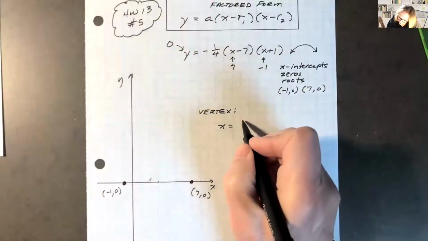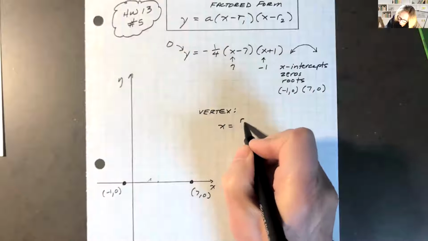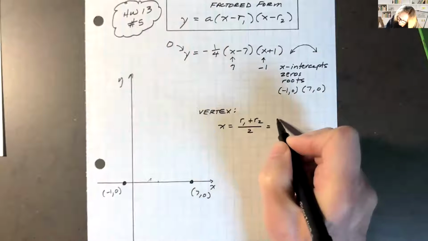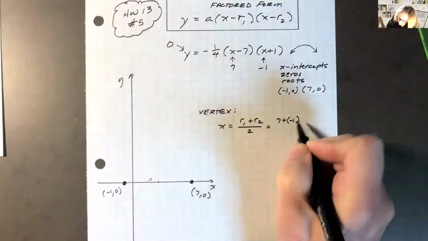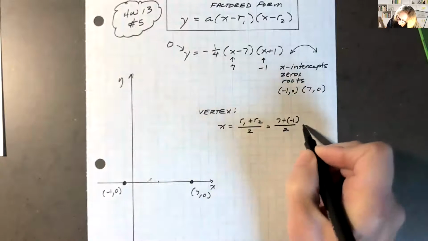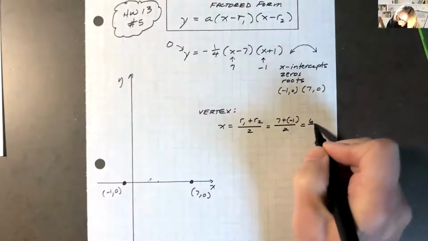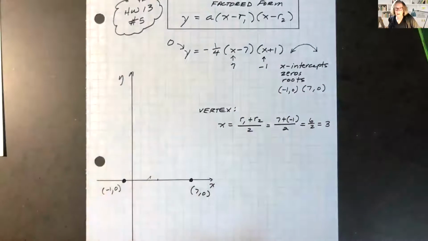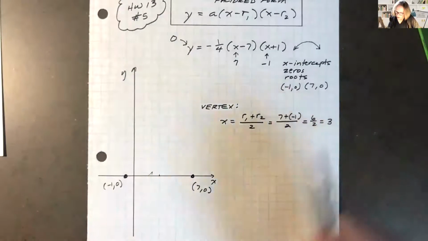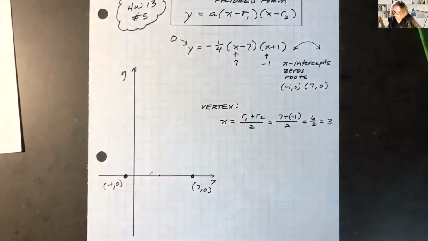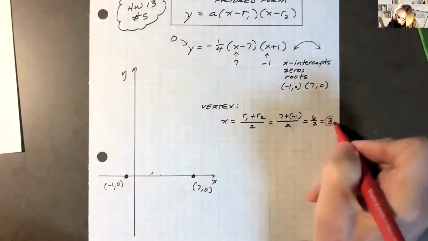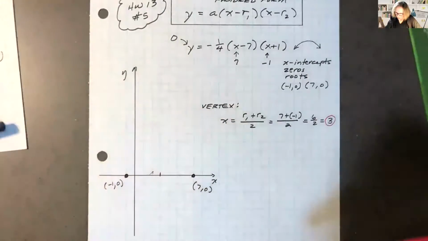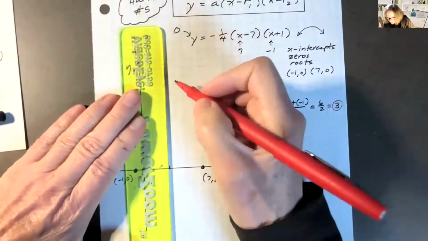So to find the average, I add them together. Remember, it's root 1 plus root 2 divided by 2, which in this case is 7 plus negative 1 divided by 2, which is 6 over 2, which is 3. Okay, so that tells me that the x-coordinate of the vertex is positive 3. It also tells me where the axis of symmetry is. So at 1, 2, 3, I'm right here, and I'm just going to dash in my axis line.